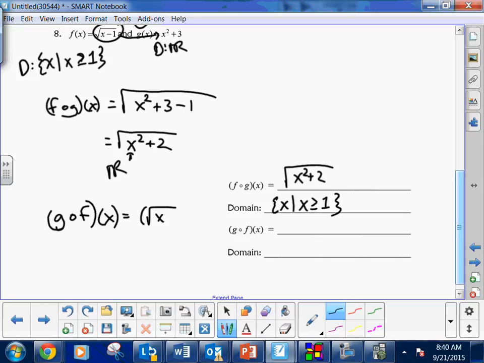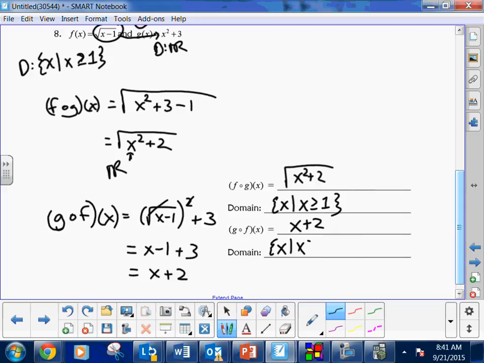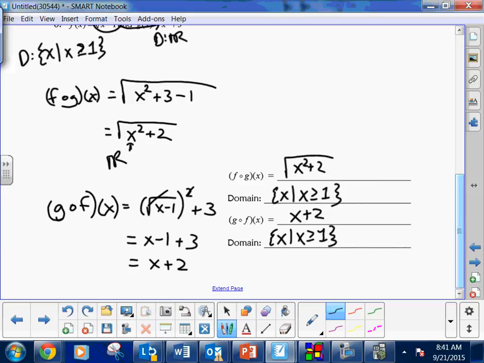Square root of x minus 1, squared, plus 3. The squares cancel out, so we'll have x minus 1 plus 3, and our answer will be x plus 2. So there's really not a new domain restriction with this one. We just have to grandfather our old one that we had originally for our original equation. So we have this one in essence.